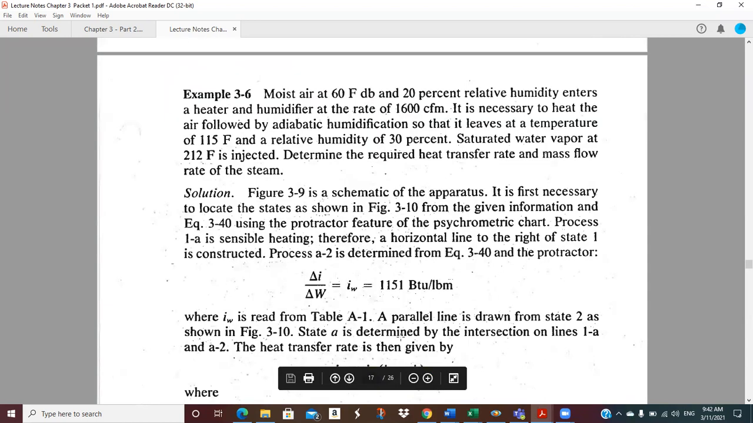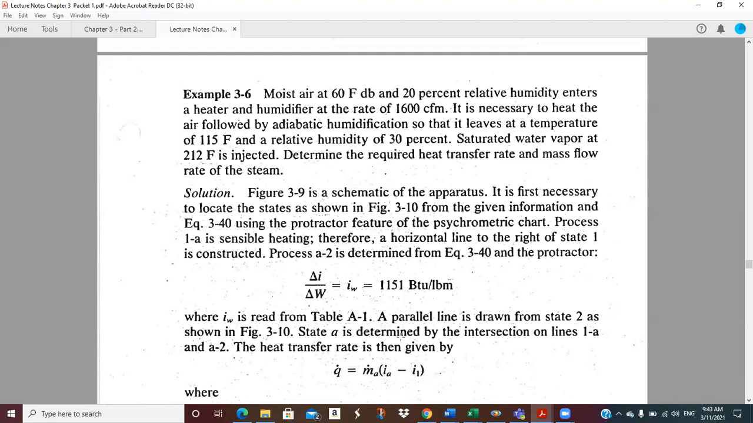Okay, so this is going to be heating and humidification. We start out with moist air at 60 degrees, fairly cool for being in a space. At 60, you get a little chilly. So we have moist air at 60 degrees dry bulb and 20% relative humidity that enters a heater and humidifier at a rate of 1600 cubic feet per minute. So immediately notice two things.